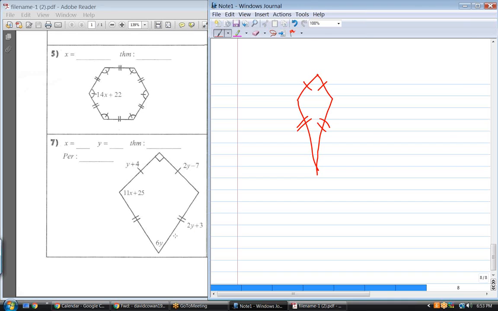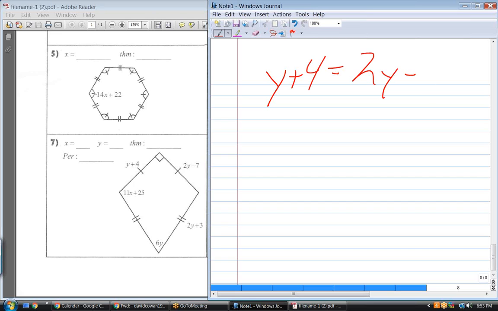CY minus 7 is also a side, so would you set those two equal to each other? So we can solve for y immediately. So y plus 4 equals 2y minus 7, because of the definition of a kite. So y equals 11.